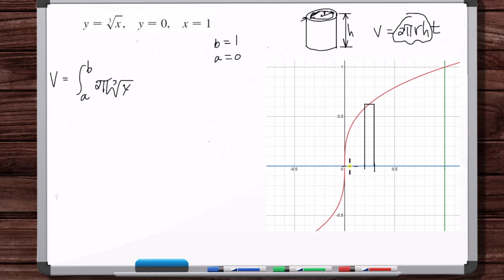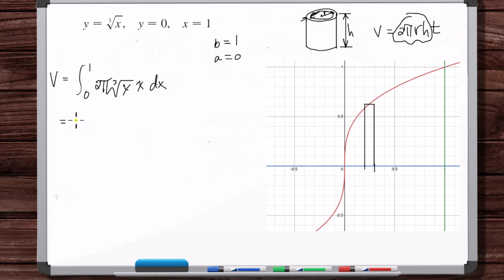Well, what's the r? We're revolving around the y-axis. It's this distance. What distance is that? That's just x. It's x midpoint, but as for an integral, as n goes to infinity, it's just x. And so that's 2 pi rh. Now the t is just the delta x. Okay, and we're going from 0 to 1. That's it. That's the volume of the solid, rotating this entire region about the y-axis.